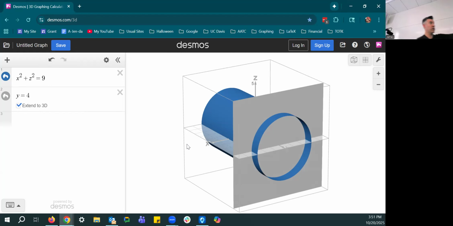Right, because y equal to 4 is a plane. So the thing is, I'm not actually getting the graph of the thing I want. I'm getting the two surfaces and seeing where they cross or intersect each other. That's the thing I want. I think, let me try.